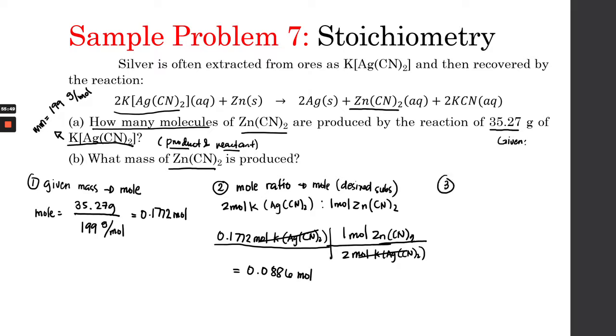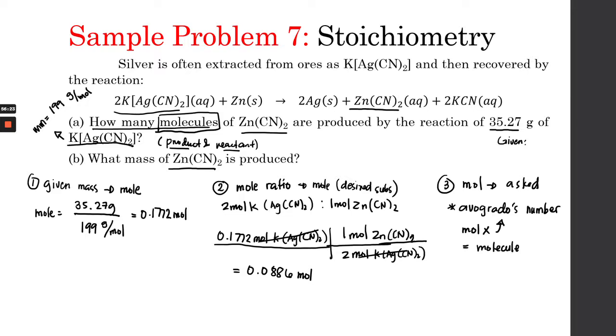And for step 3, we can change this mole to what is being asked. In this case, we are looking for molecules. When we look for molecules, we can use Avogadro's number. Any mole you multiply by Avogadro's number is equal to the molecules of that substance.